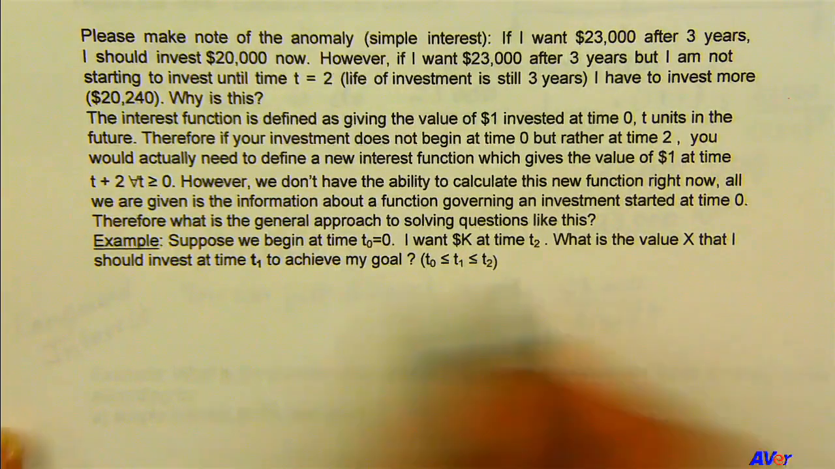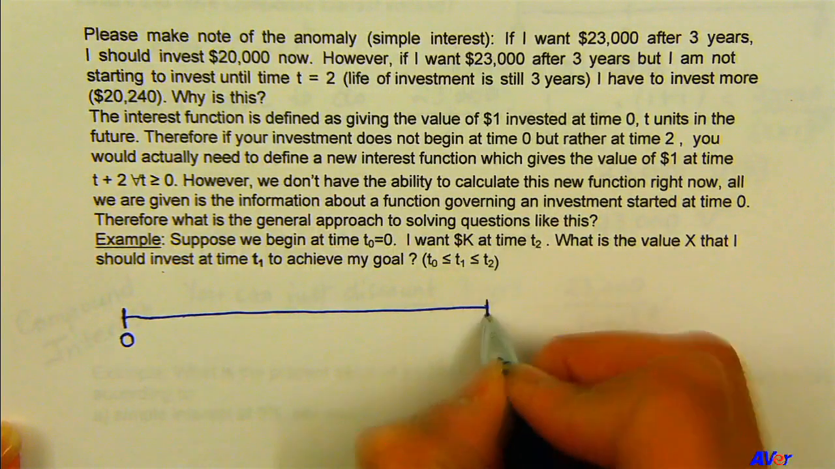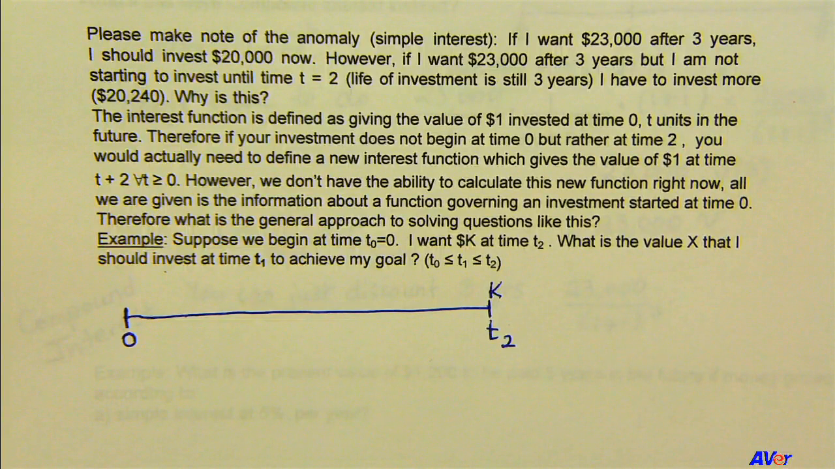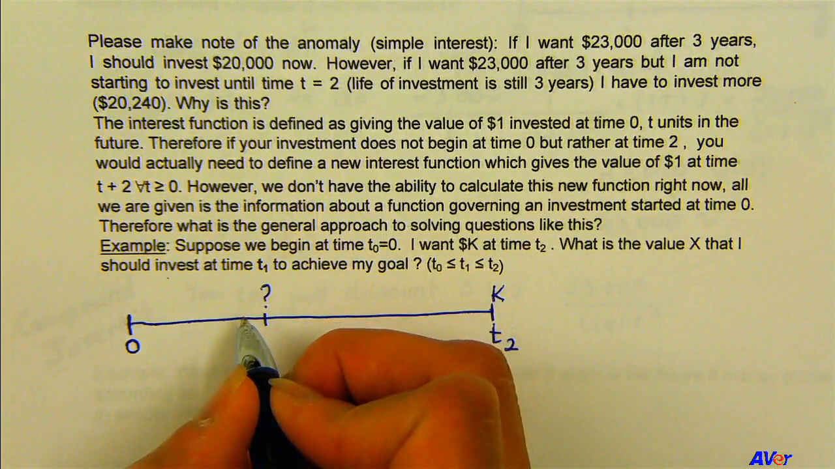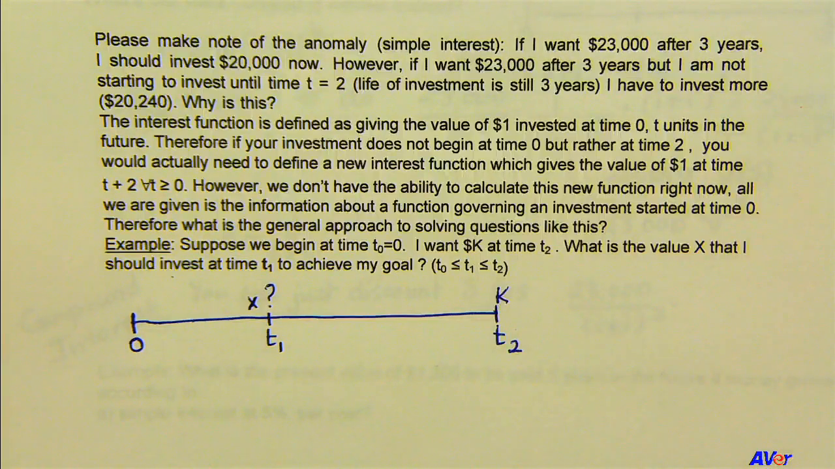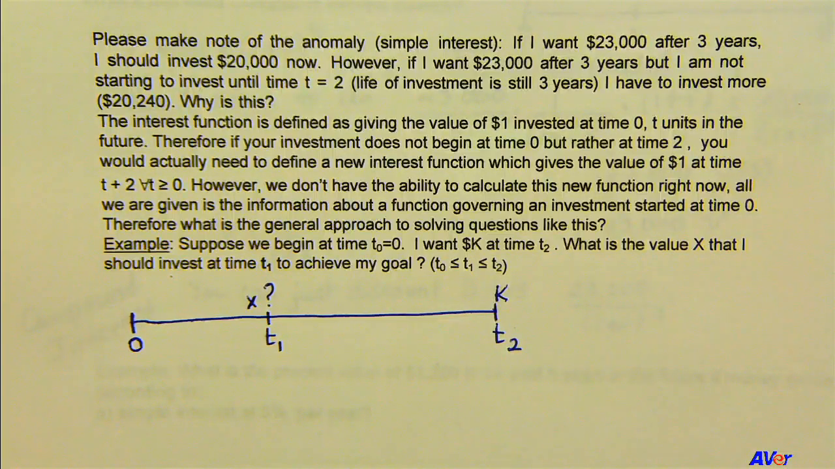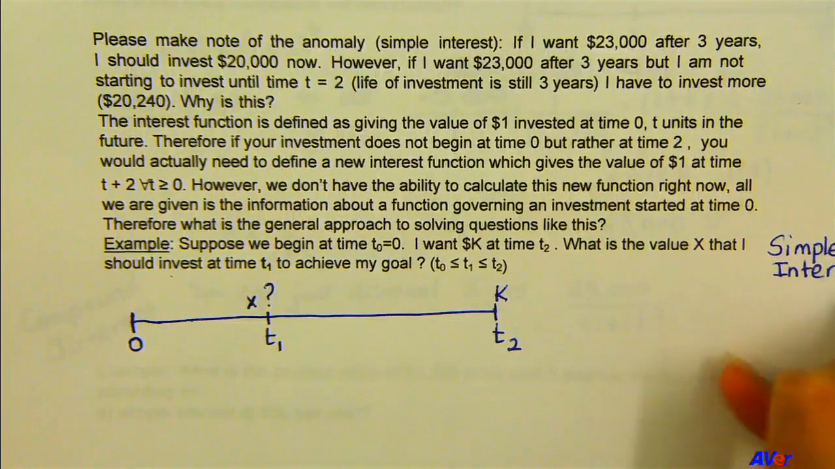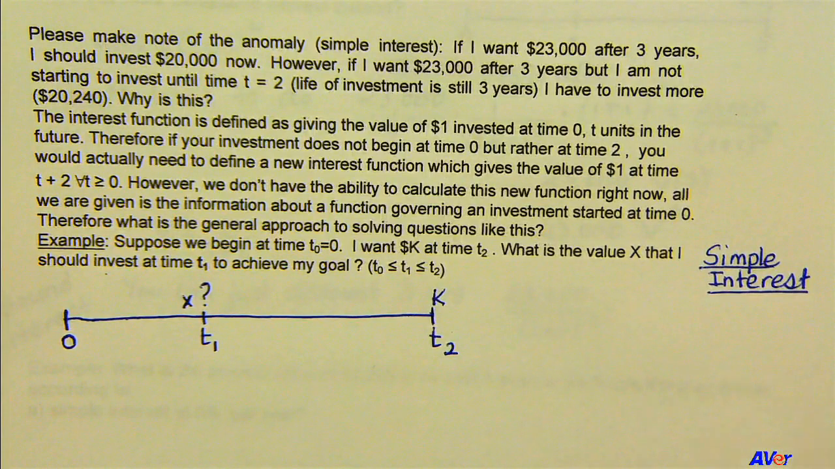So I want to begin at time t equals 0. I want k at time t2. Here's t2. I want k dollars. What is the value x that I should invest at time t1 to achieve my goal? Can you help me with this, since we've already covered it on the previous page? Notice that I'm using simple interest. Still talking about simple interest. So what did you learn from that example that we just did?